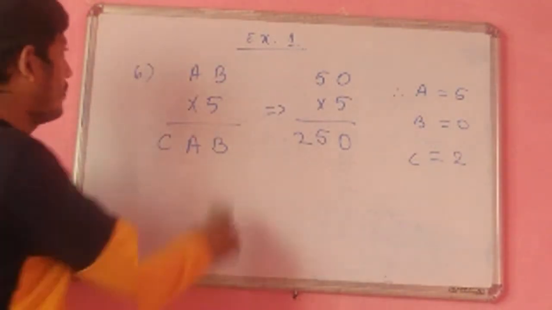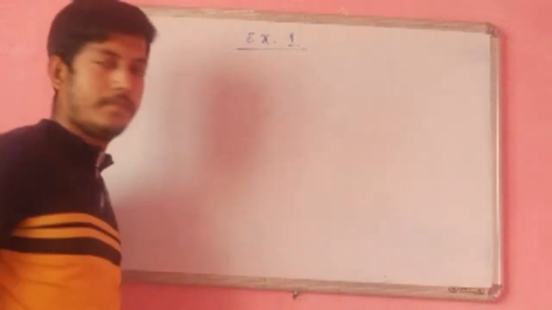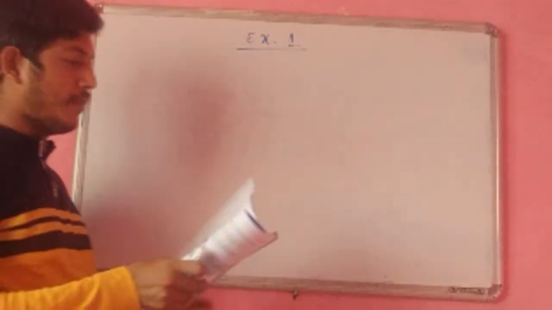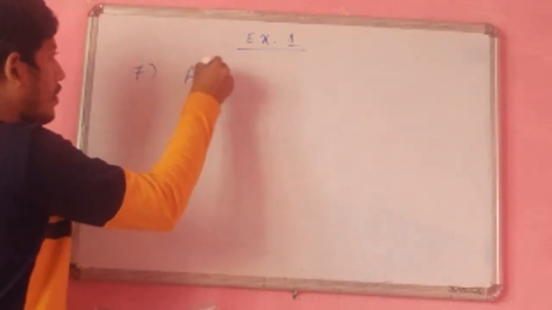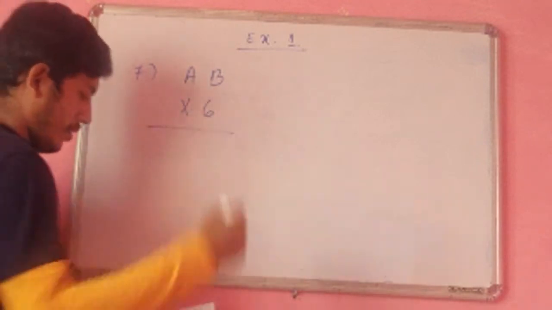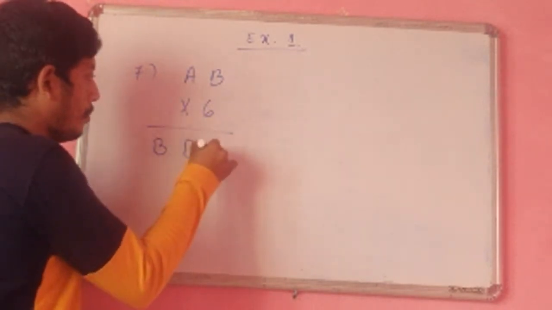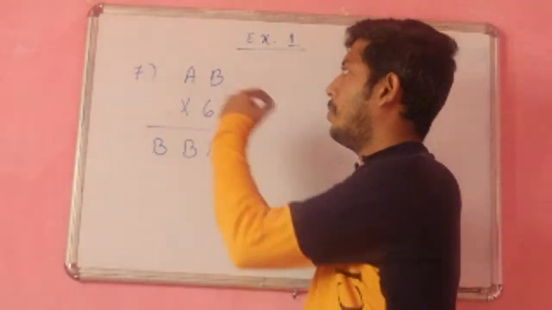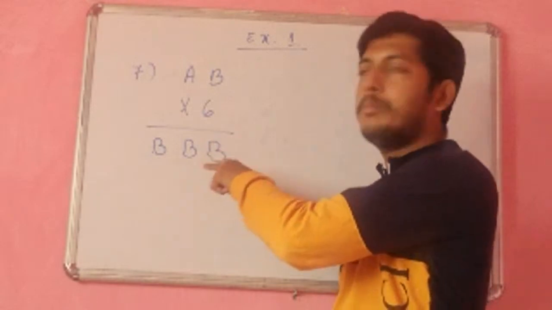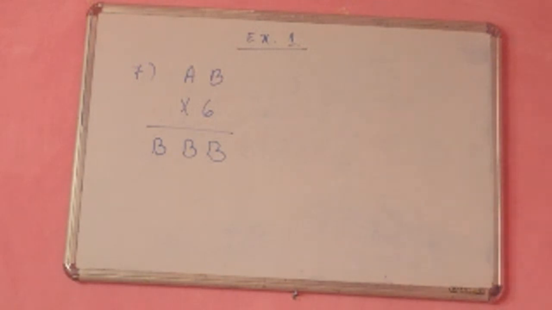So the next one. Seventh one. AB into 6 that gives BBB. You have to substitute the value of A and B in such a way that the multiplication of AB with 6 gives BBB. 3 times the same digit must repeat. Okay, just try to solve AB into 6 that gives BBB.